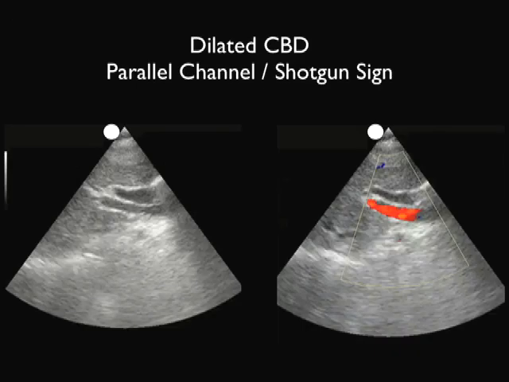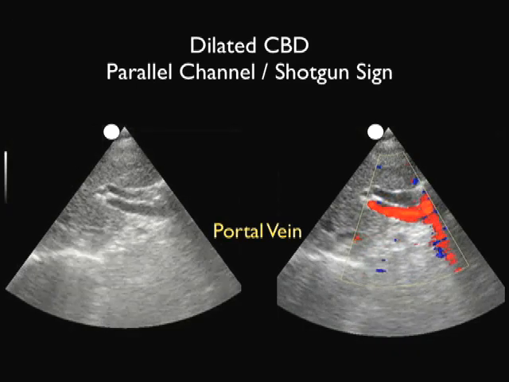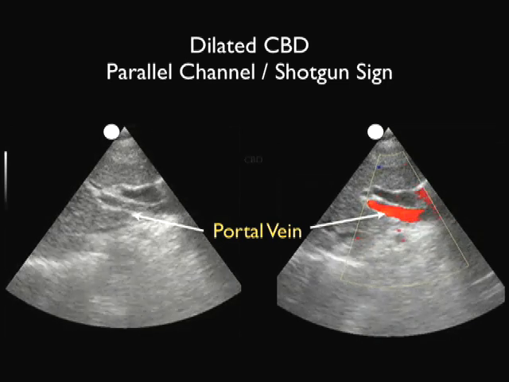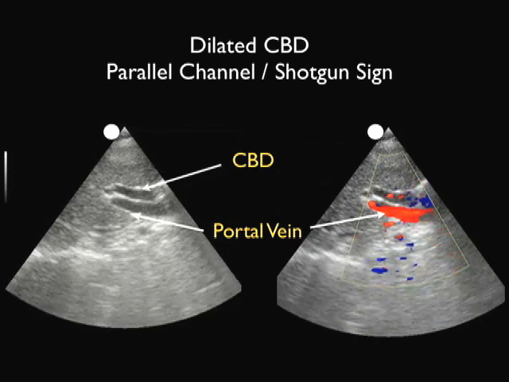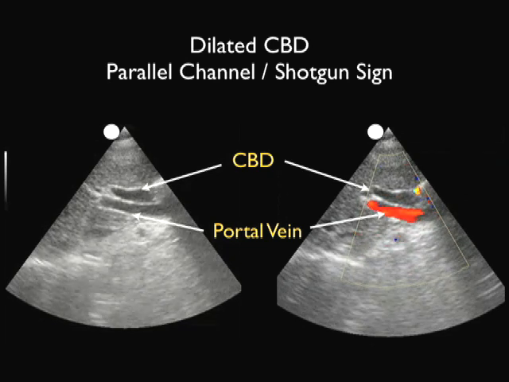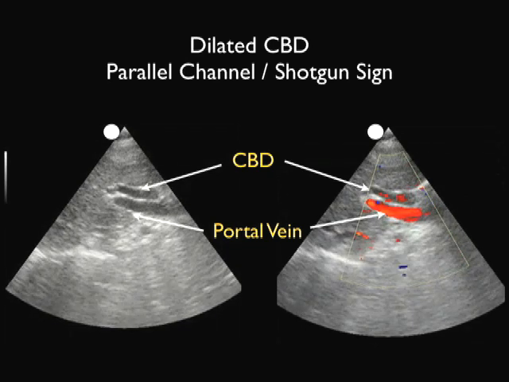Here's video from a patient who had a dilated common bile duct. The probe is configured in the long axis orientation, so we see the parallel channel or shotgun sign made up of the portal vein to the bottom of the image and the common bile duct on top of the portal vein. What we see here is that as the CBD enlarges, it becomes almost as big or larger than the associated portal vein.